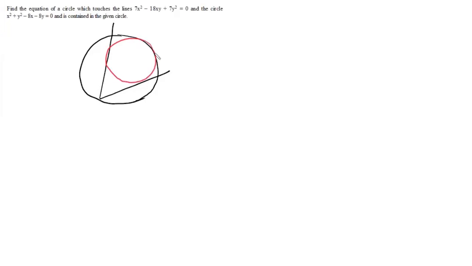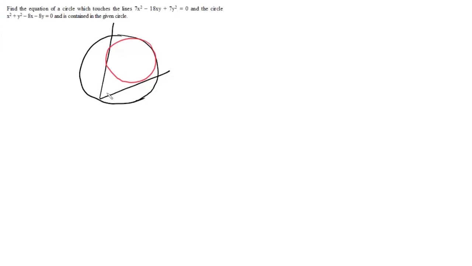Now here the question is, find the equation of the circle which touches the two lines and this given circle and is contained in the given circle. Now basically this circle passes through origin, and these two lines are also a pair of lines drawn from origin. So here we are looking for this circle which touches these two lines and also this given circle.